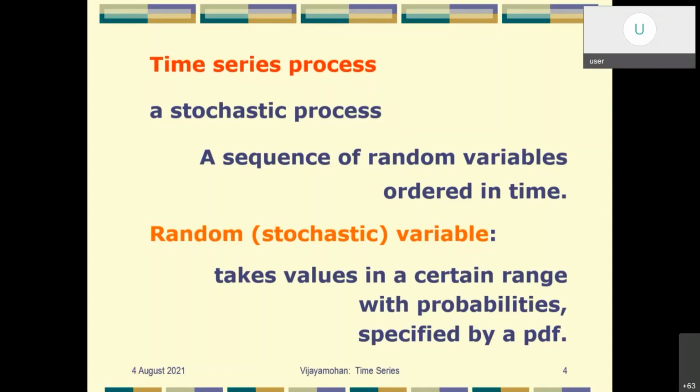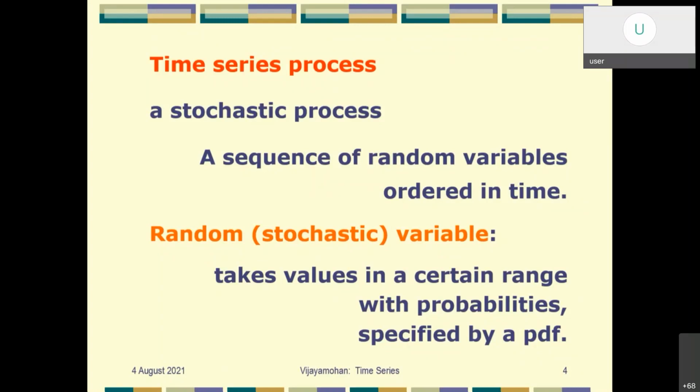So a time series is a stochastic process. A stochastic process is a sequence of random variables ordered in time, or a collection of random variables that are ordered in time. Ordered in time means we have, for example, yt, that is the present time, yt minus 1, last period, yt minus 2, the previous period of that, then yt minus 3, yt minus 4, and so on, going back to the initial value y0. When we collect all this in this order, that is a stochastic process. Such a stochastic process is a time series process, or simply a time series. So a time series is a stochastic process or a random process, a collection of random variables ordered in time.